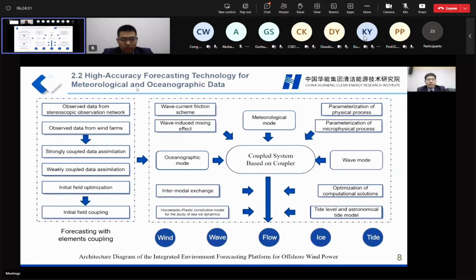The second application is high-accuracy forecasting technology for meteorological and oceanographic data. Let me talk about this architecture.